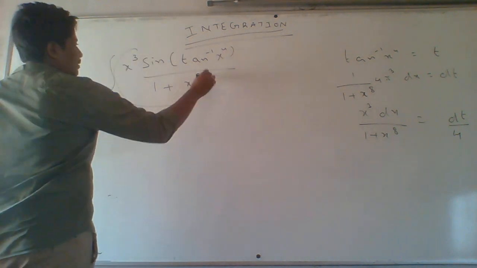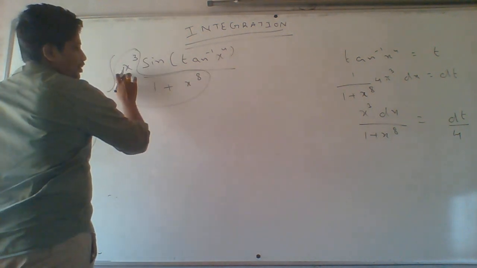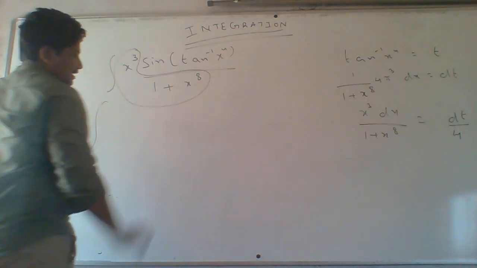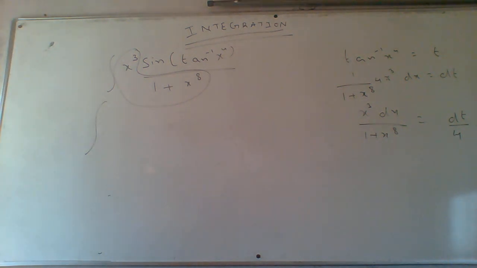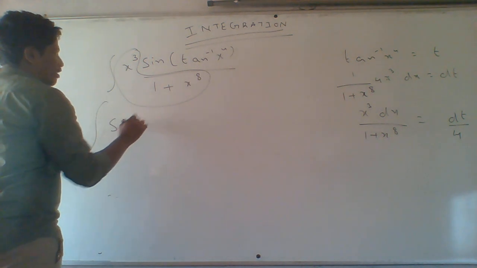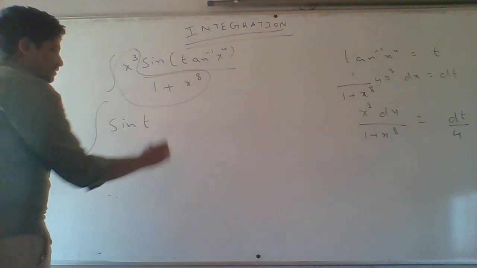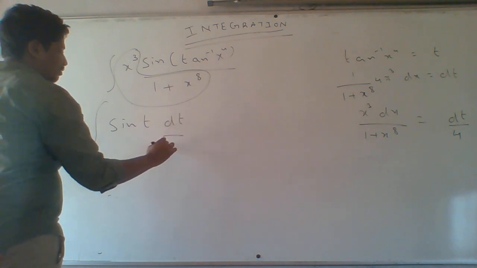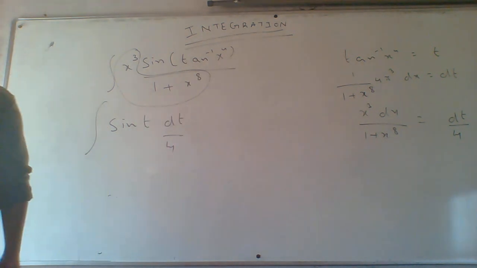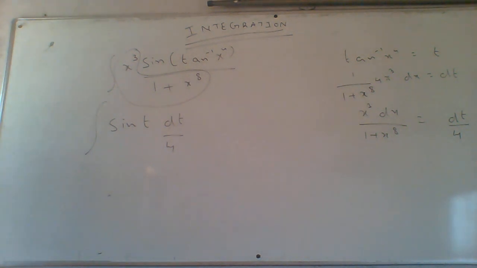X cube by 1 plus x power 8 dx is equal to dt by 4. And this thing, tan inverse x power 4, is equal to t. So the integral becomes sin t dt by 4. That complicated sum becomes easy by substitution. The complicated thing becomes easy by substitution. So henceforth, here we got the logic.